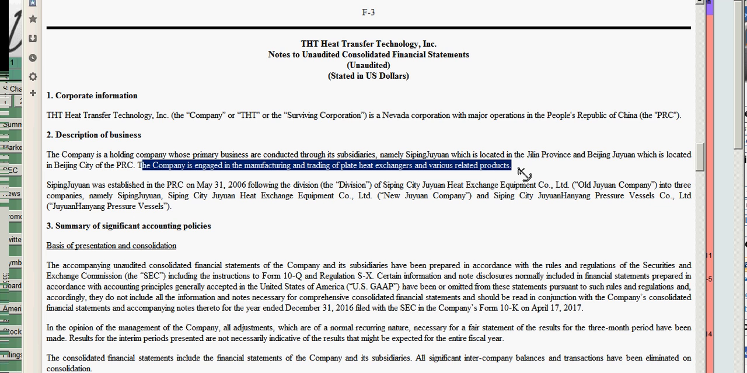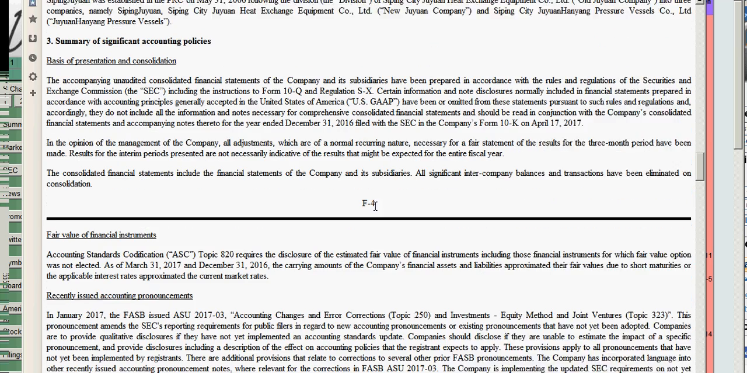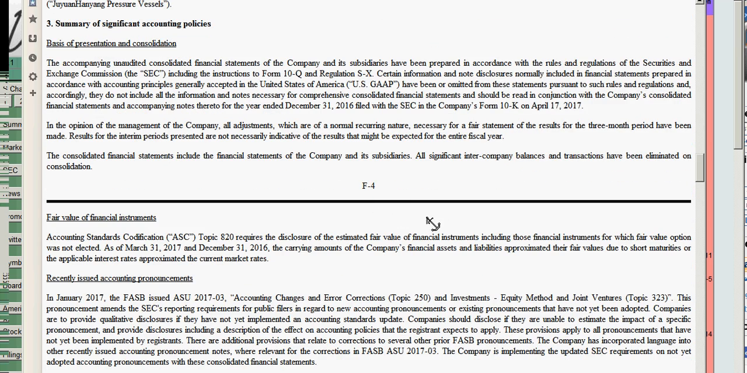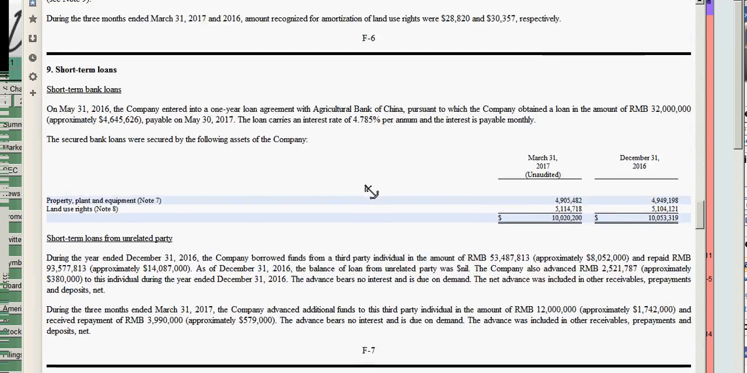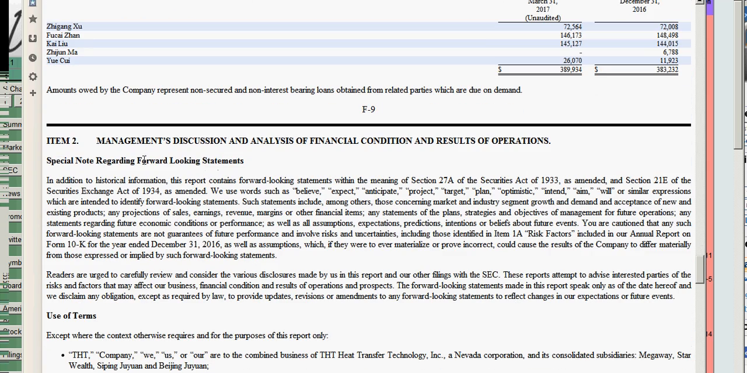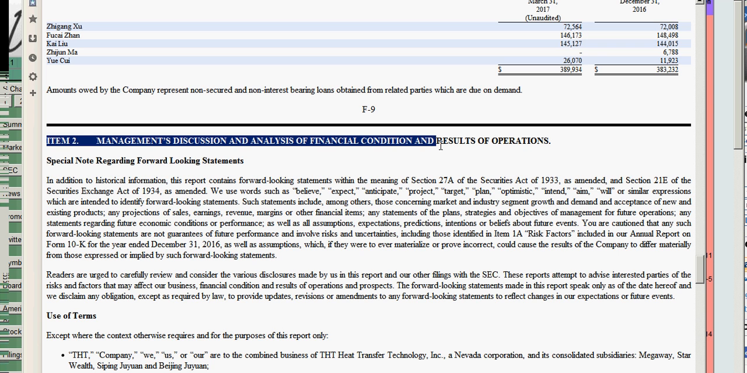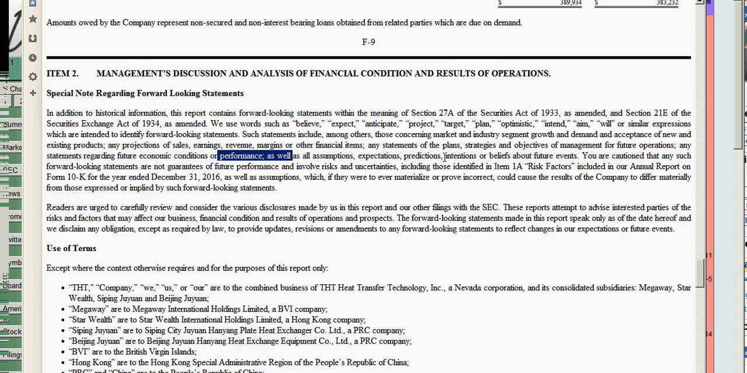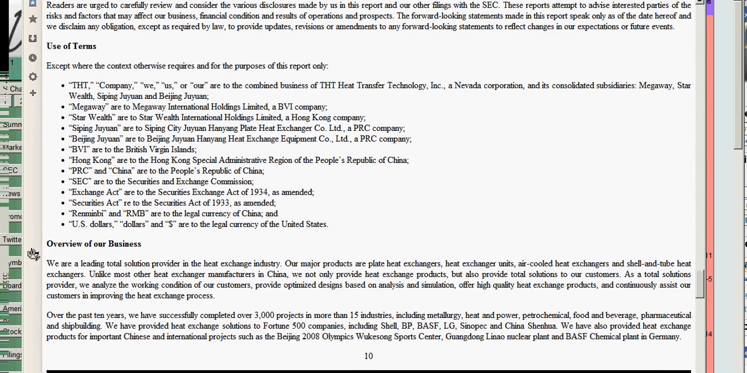Now there's one last item that you might want to look at, and it's called Management's Discussion. You can either search for it in your browser or just scroll down until you find it, and here it is right here. Item 2, Management's Discussion and Analysis of Financial Condition and Results of Operations. Then you can read this short section about what management is saying, what's happening with their company. Overview of our business: we're a leading total solution provider in the heat exchange industry. Our major products are blah, blah, blah.